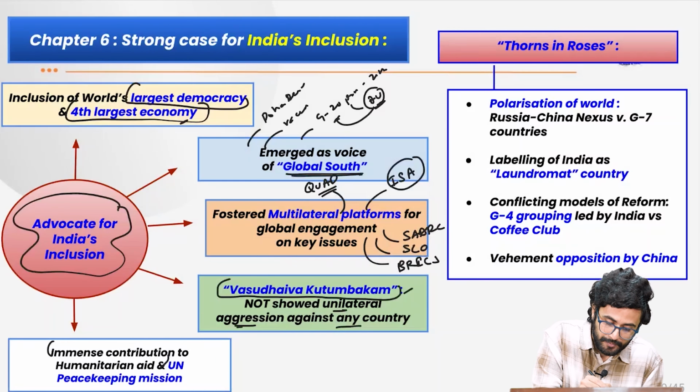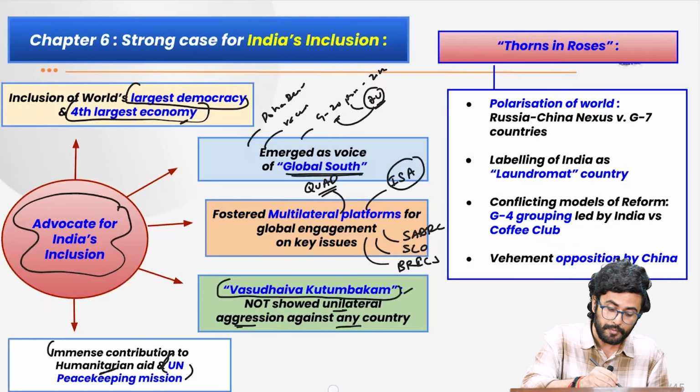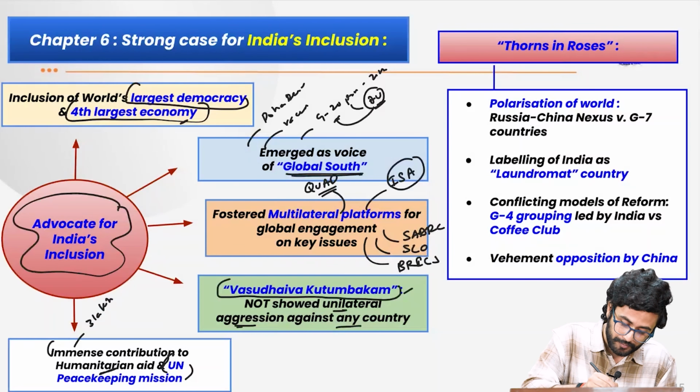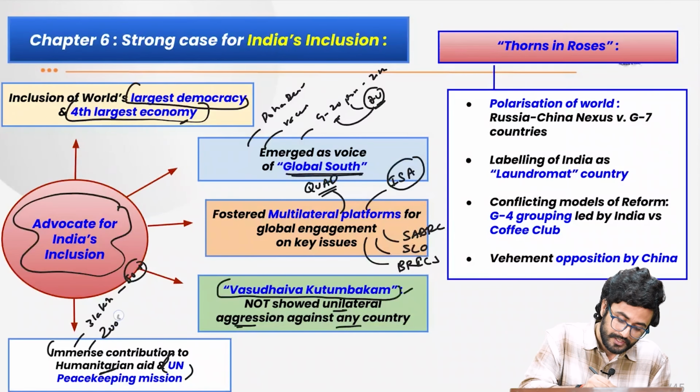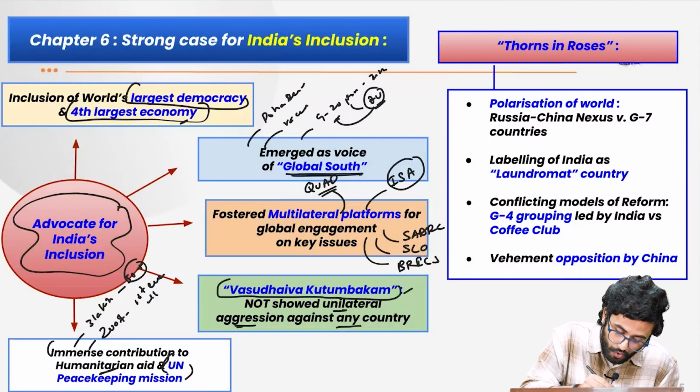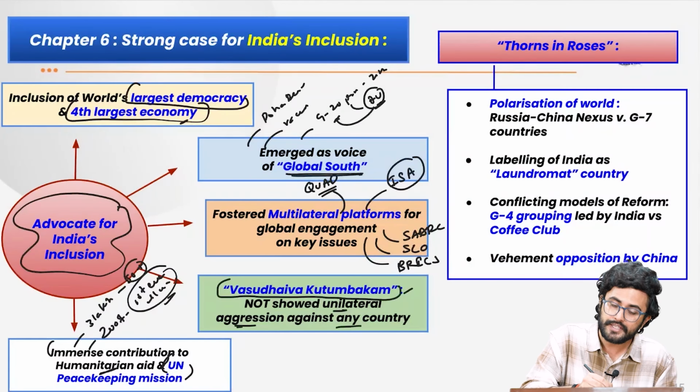Then we have made an immense contribution to humanitarian aid as well as UN peacekeeping missions. Keep this in mind, we have deployed more than 3 lakh personnel in more than 50 UN peacekeeping missions across the world. And in 2007, we created history when we deployed the first ever all-women UN peacekeeping unit in Liberia.